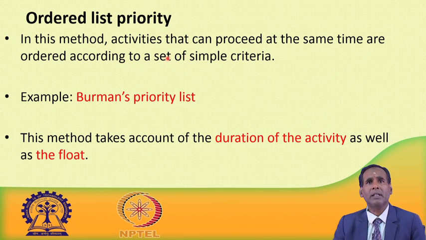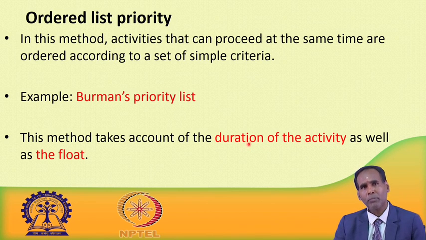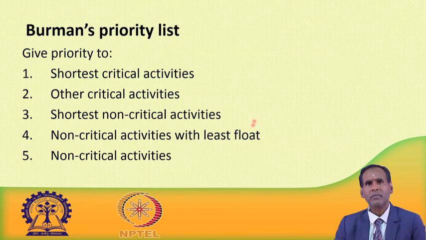Here in this method, activities that can proceed at the same time are ordered according to a set of some simple criteria. One example is Bergman's priority list, and this method takes account of the duration of the activity as well as the float. In the previous case, we have taken only float. This method takes into account both the things, the duration of the activity as well as the float.